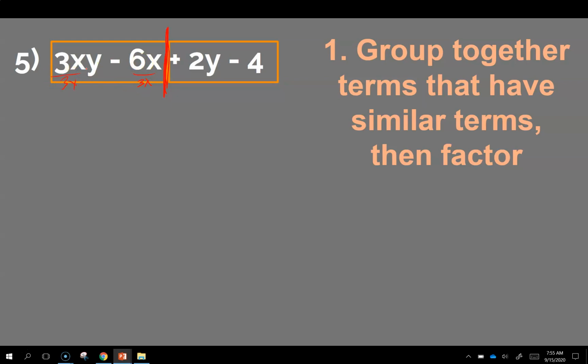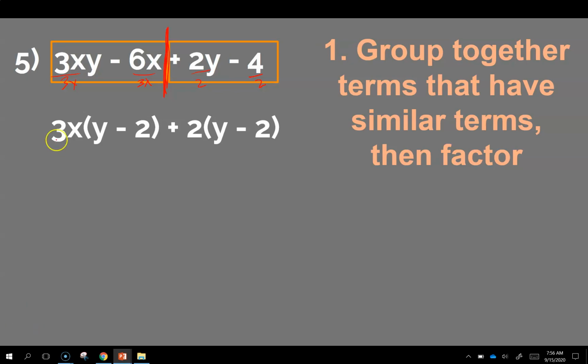Okay, how about my other side? 2y and 4, minus 4 technically. What can I divide out of both those pieces? Well, I could divide a 2 out of both of those pieces, okay? So what happens is when I'm dividing a greatest common factor out of each half, it will go in front of just that half, okay?